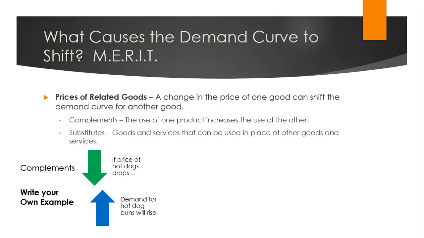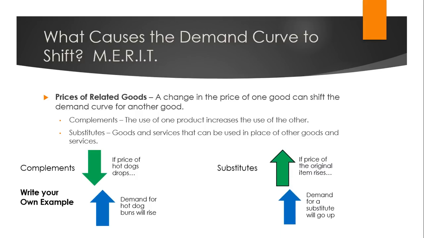Substitutes, obviously, are things that don't go together. Goods or services that can be used in place of other goods and services. So here's my example for this one. This is the one where you've got to talk yourself through the scenario to really make it make sense, because now we're talking about how the original item's price impacts the substitute's demand.